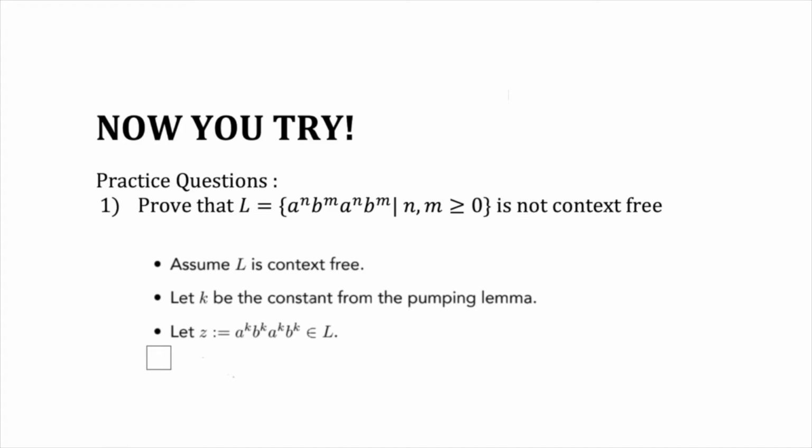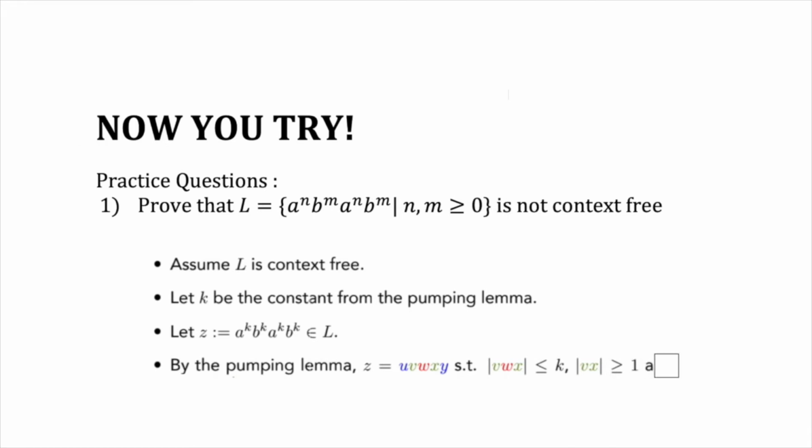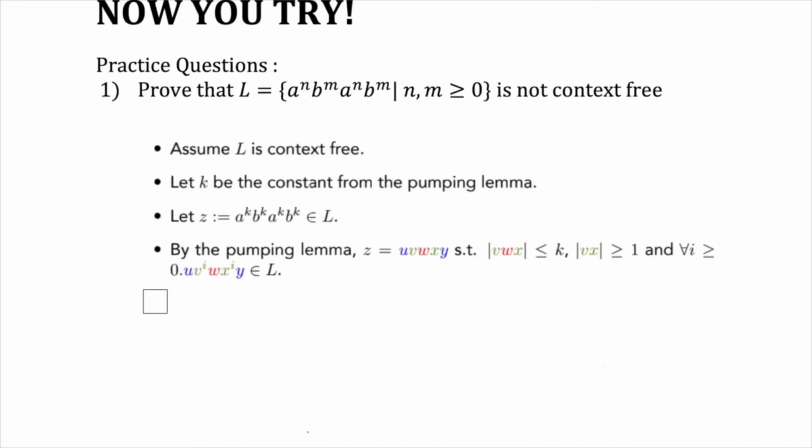Now, by the pumping lemma, we should be able to decompose this word Z into 5 subparts, u, v, w, x, and y, such that the middle section is less than or equal to k in length, and the sections we will be pumping up, v and x, have to be at least the length of 1 combined, so not both of v and x can be the empty word. And if this is true, then pumping v and x by any i that is an integer greater than or equal to 0, this pumped word that we construct should also be a word that is in this language L.